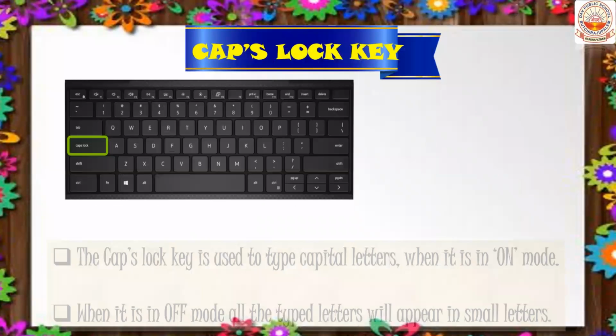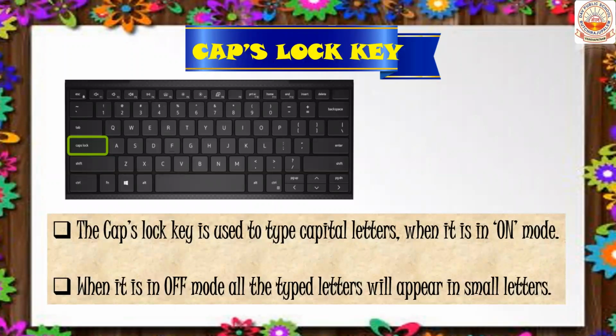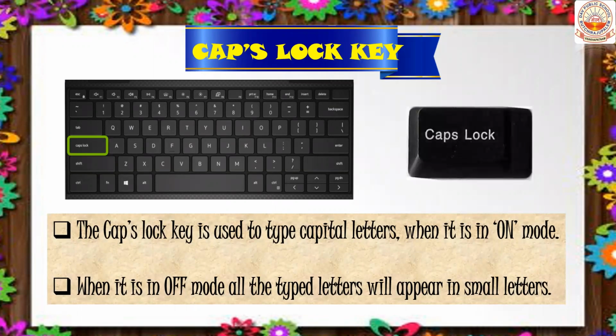So observe the keyboard, children. So the green color outline, that is caps lock key, children. So the caps lock key is used to type the letters in capital letters. So if you want all capital letters, your sentence or complete paragraph, if you want to type in capital letters, you have to use caps lock key. Okay, children. So for that, you have to switch on the caps lock key.